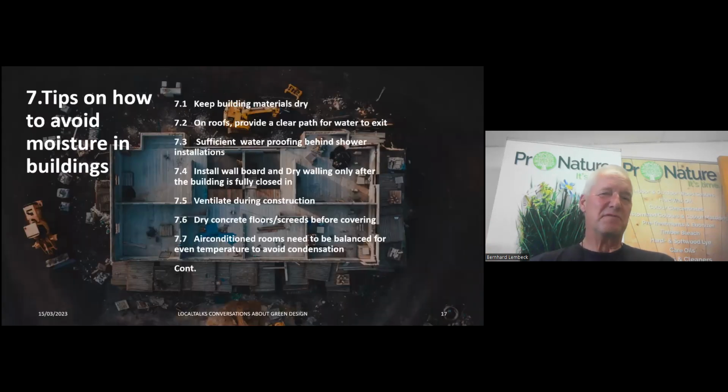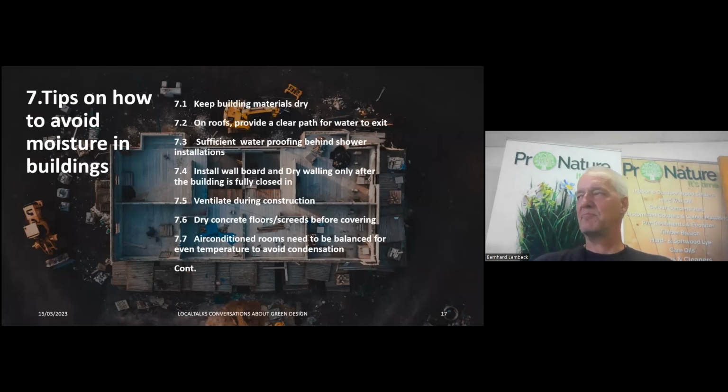All right, so a few tips, I'm sure you as architects will all know what they are. Keep your building materials dry. That was not so much for the building methods that Philip was reflecting on. On roofs, provide a clear path for the water to exit. Yet again, a big problem in very modern building designs with lots of flat roofs.